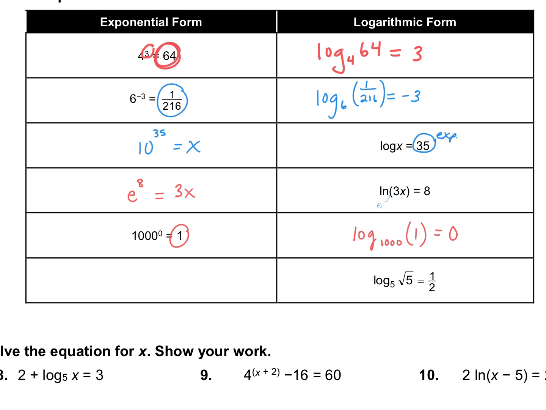All right, last one. We have a log base 5. So in exponent form, here's the base 5. It's equal to the exponent, so 5 to the 1/2 power is equal to the square root of 5.